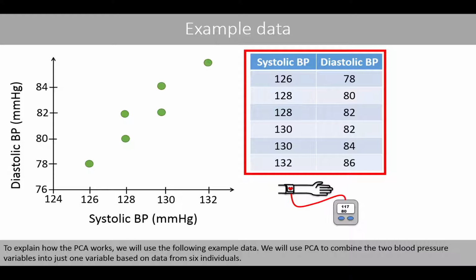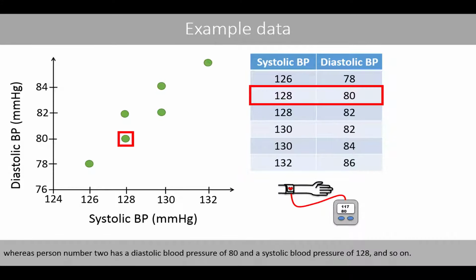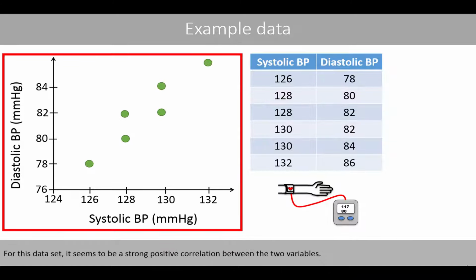We'll use PCA to combine the two blood pressure variables into just one variable based on data from 6 individuals. For example, person number 1 has a diastolic blood pressure of 78 and a systolic blood pressure of 126, whereas person number 2 has a diastolic blood pressure of 80 and a systolic blood pressure of 128, and so on. For this dataset, it seems to be a strong positive correlation between the two variables.